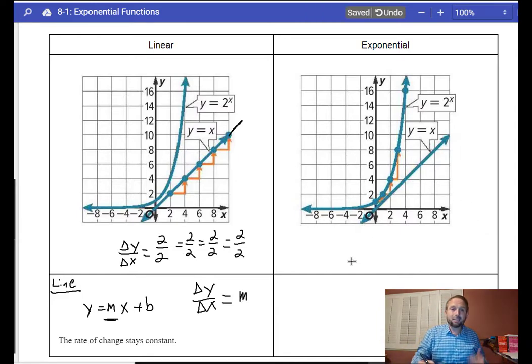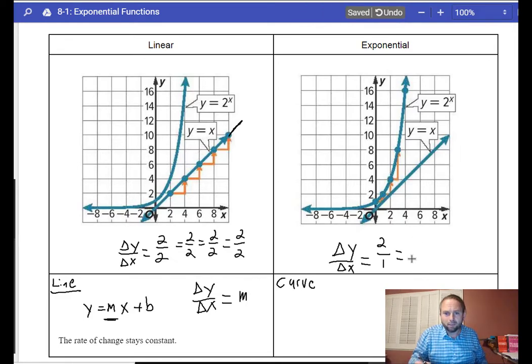The problem with exponential is that it looks like a curve, and we're good with that. But what we're not good with is seeing the delta y over delta x. For this one, it goes from 1 to 2, that's a change of 1, and it goes up 2, so the slope is 2, 2 divided by 1 is 2. The next one goes over 1, the change in the x value is 1, and then it goes up to 8, from 4 to 8 is 4.